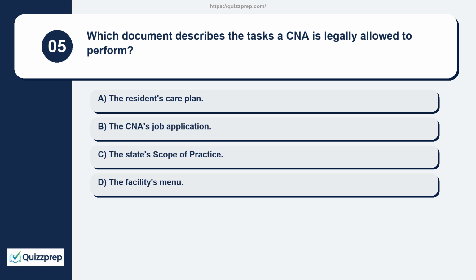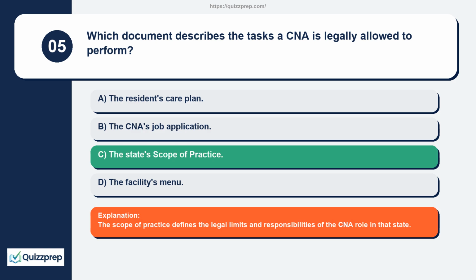Question 5. Which document describes the tasks a CNA is legally allowed to perform? The resident's care plan, the CNA's job application, the state's scope of practice, the facility's menu. The scope of practice defines the legal limits and responsibilities of the CNA role in that state.